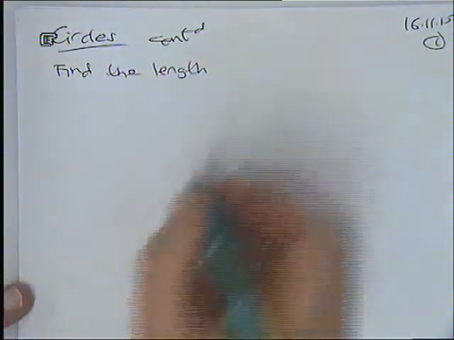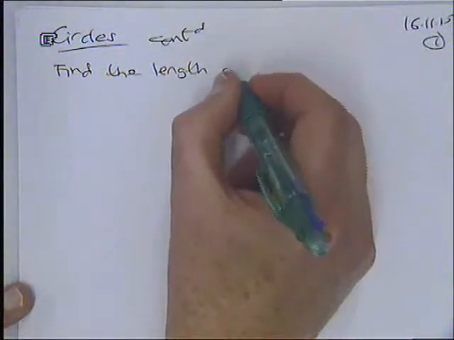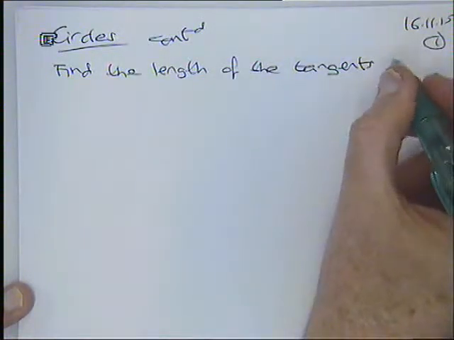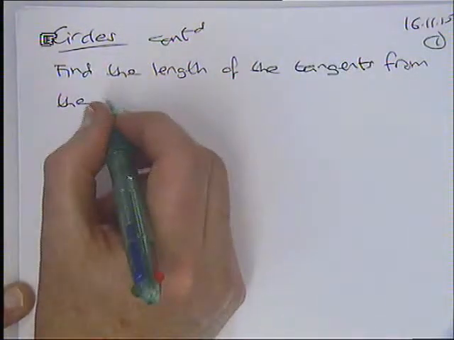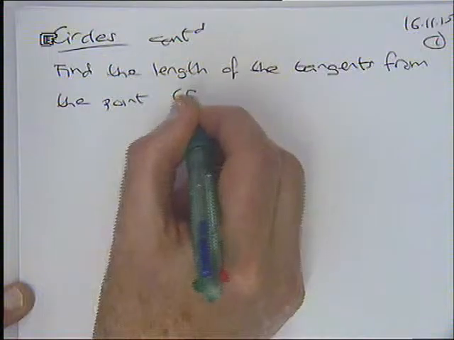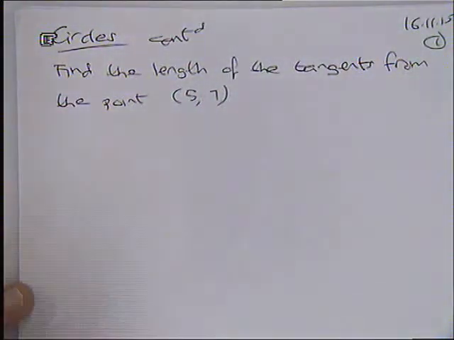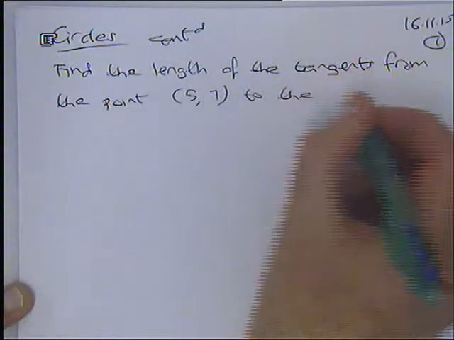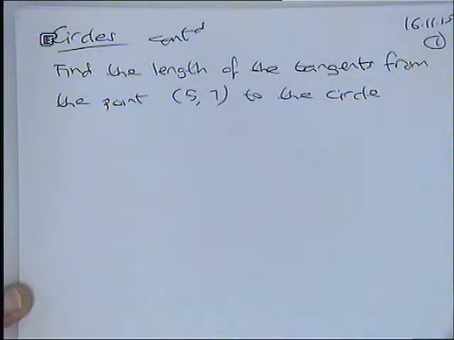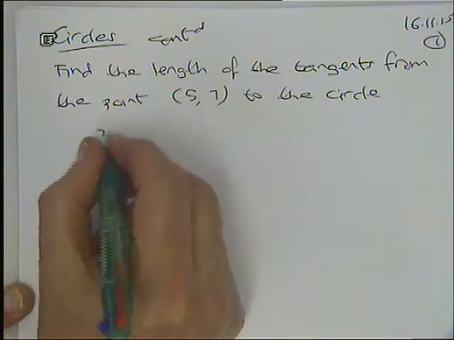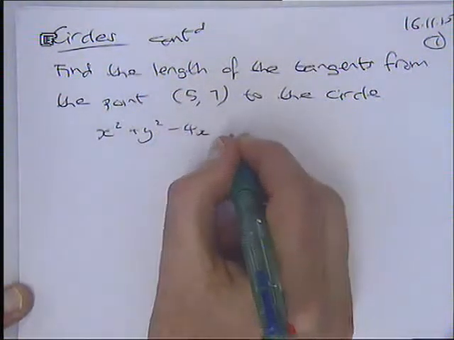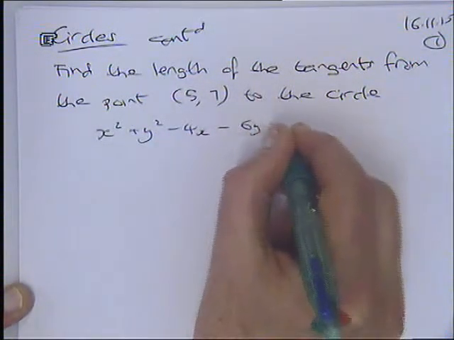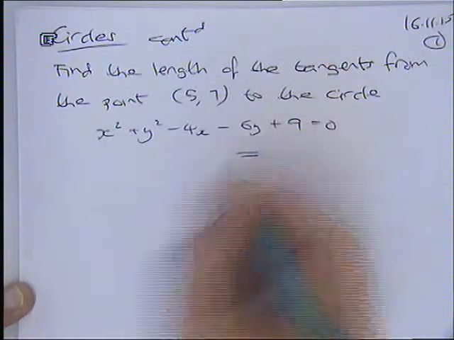Find the length of the tangents from the point (5, 7) to the circle x squared plus y squared minus 4x minus 6y plus 9 equals 0.